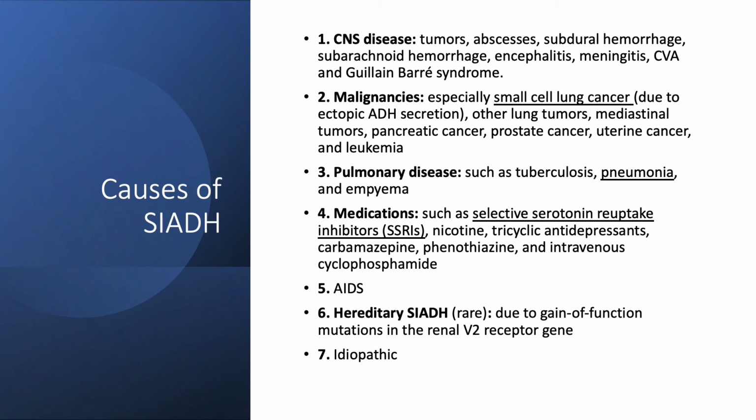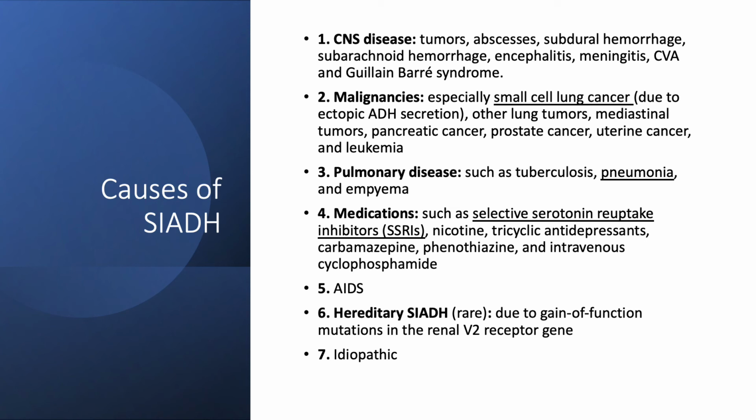Pulmonary disease, I underline pneumonia, very important, but you can see it in tuberculosis. Medications, what did I underline here? SSRI, selective serotonin reuptake inhibitors, okay? These are very significant. If you want to ask about two medications with hyponatremia, thiazide diuretics and SSRIs. Many patients are on those medications, okay? Nicotine can do it, the tricyclics can do it, carbamazepine, very common one, intravenous cyclophosphamide, not common, of course.